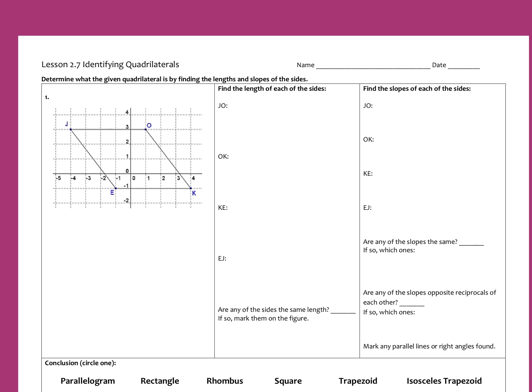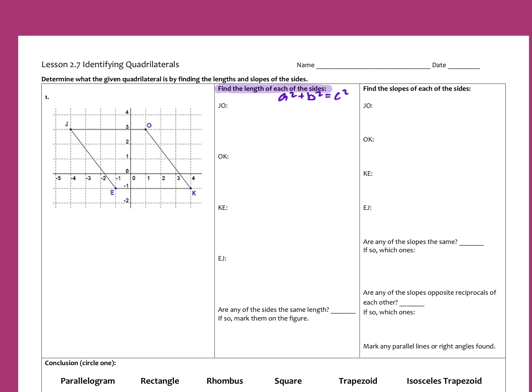So it says we're going to determine the quadrilateral by finding the lengths and its slopes, okay? The first box here says I'm going to find all the lengths of each side. And how do I find the length of a side? A squared plus B squared equals C squared, right? That's how I find the lengths of the sides. Is everyone okay with that now?